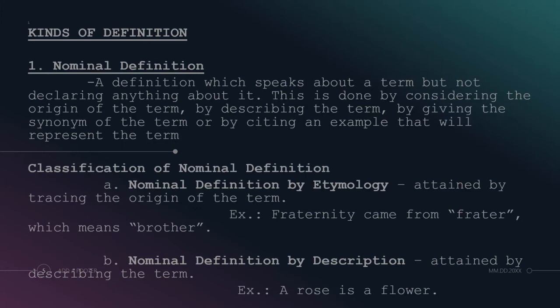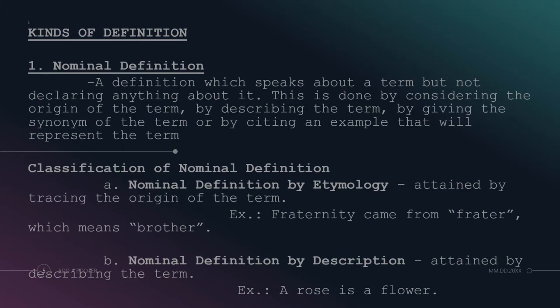Alright. The classifications of nominal definition are, first one, nominal definition by etymology. This is attained by tracing the origin of the term. Like for example, fraternity came from frater, which means brother. So you're considering the origin of the term, di ba? Like psychology from the Greek psyche, which means the mind. That is the nominal definition by etymology. So we're trying to trace back saan galing yung word na yun, bakit nabuo siya.